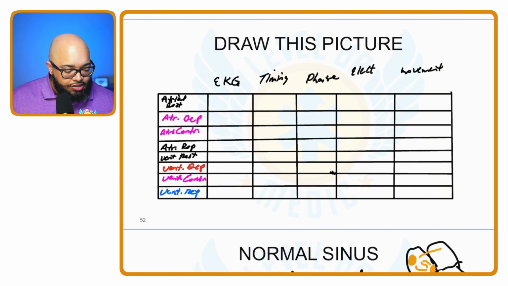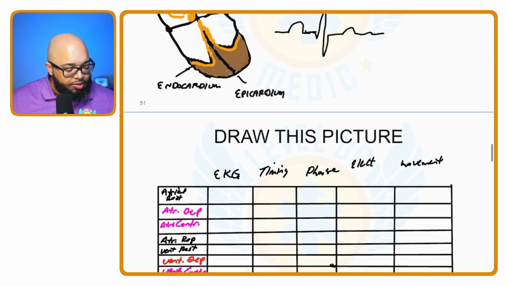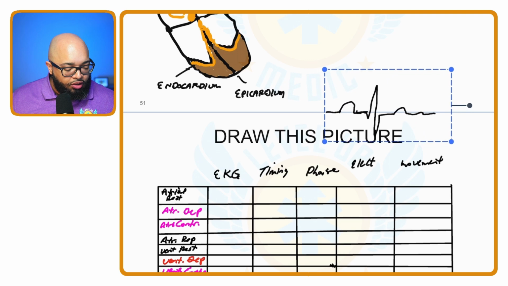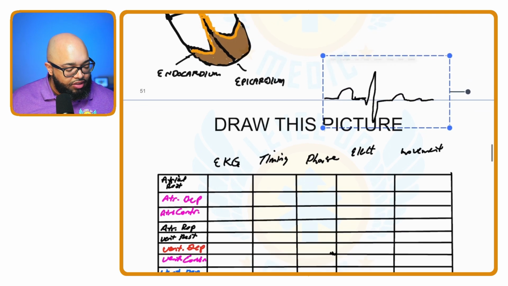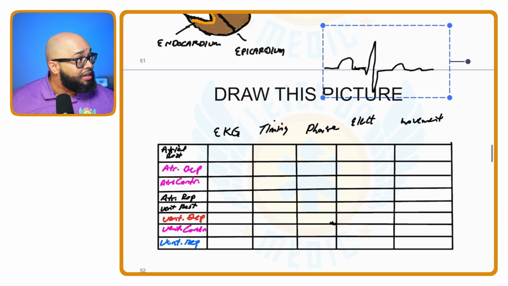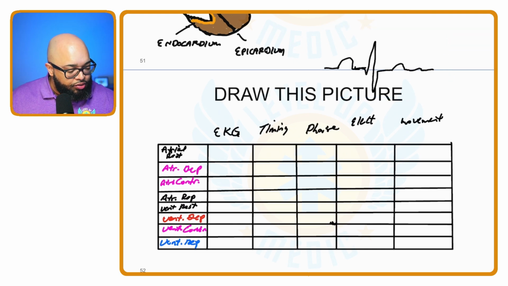So atrial rest. Let me move this part down so that you can see it a little better, and hopefully we can see all of this on the screen at the same time. All right, and we got it. Okay, so the period of atrial rest is right here. That period of the EKG is called the TP segment. Don't worry about the timing, it's just at rest, so nothing's really happening there.